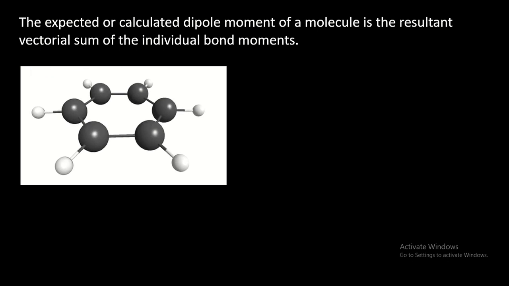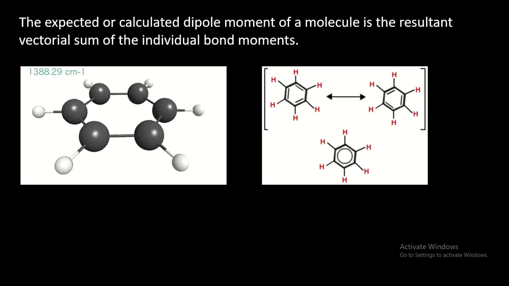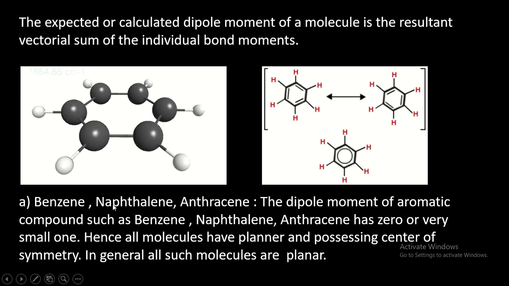This is the example of benzene. Due to resonance, the benzene shows different types of structures. In benzene, naphthalene, anthracene, these molecules, the dipole moment is 0 or very small. Hence, all these molecules have planar geometry and possess a center of symmetry. In general, all such molecules are planar.